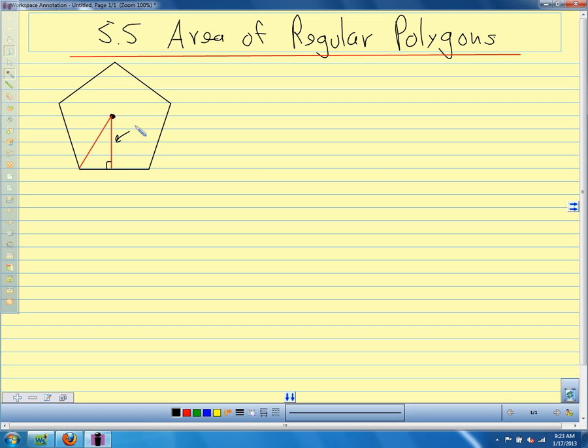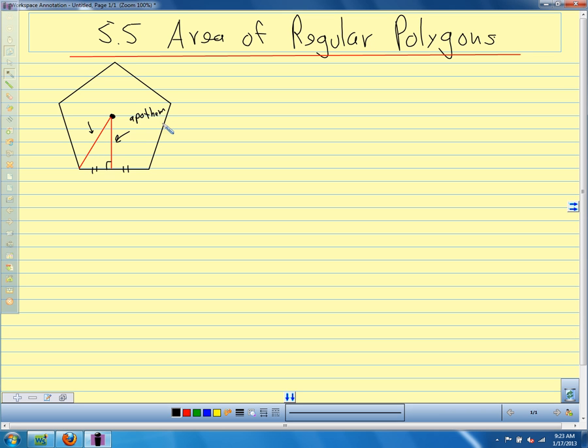This segment is the apothem. So we name that the apothem of our polygon. And this segment, the apothem, goes from the center to the middle of the opposite side. So each of these segments is congruent. It cuts the side in half. And remember, we're talking about a regular polygon.